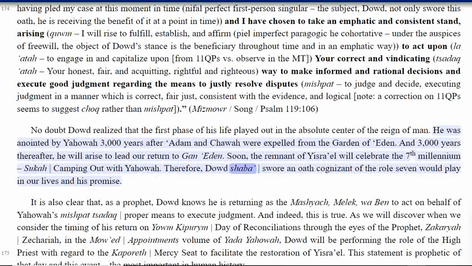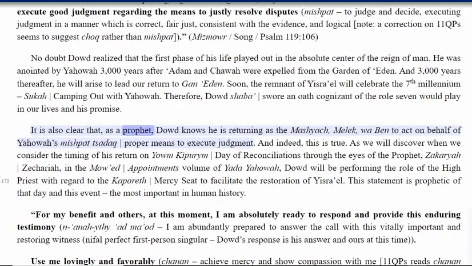Therefore, Dowd Shaba swore an oath cognizant of the role 7 would play in our lives and his promise. It is also clear that, as a prophet, Dowd knows he is returning as the Mashiach, Melech, Waben to act on behalf of Yahowah's Mishpat Zardak, proper means to execute judgment.